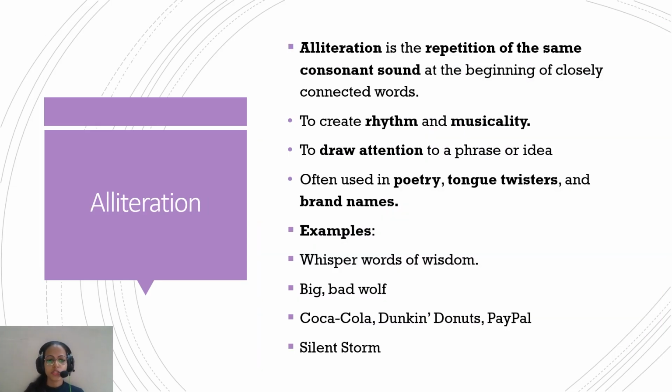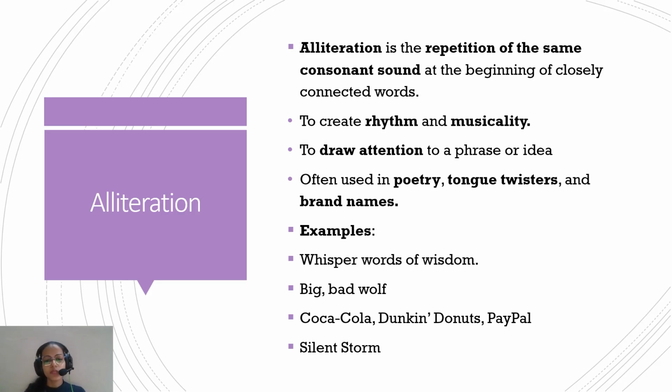Okay, so let's start with the first device, that is alliteration. Now, alliteration is the repetition of the same consonant sound at the beginning of closely connected words. So, it is mostly used to create a sense of rhythm and musicality. It is supposed to draw attention to a phrase or idea. So in Hindi, it is called Anupras Alankar. So, it gives a very good tonality to the whole language. It is often used in poetry, tongue twisters, and brand names.